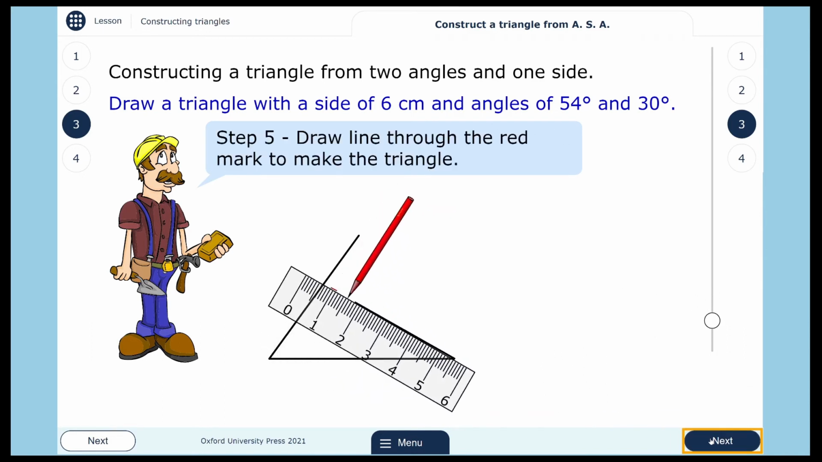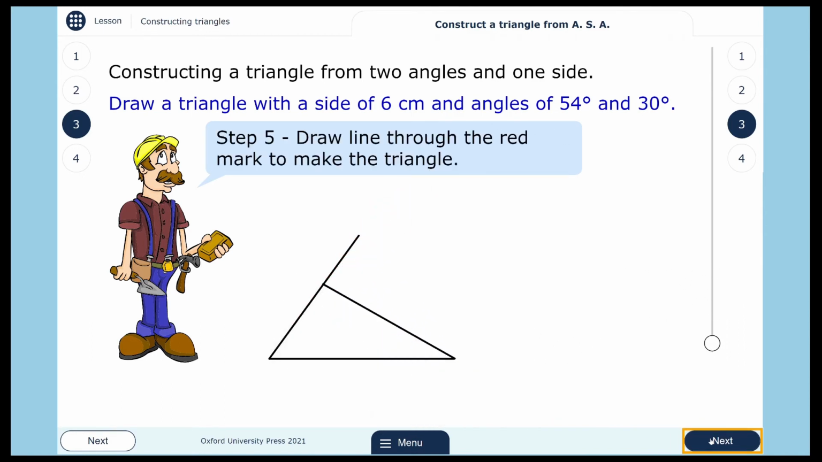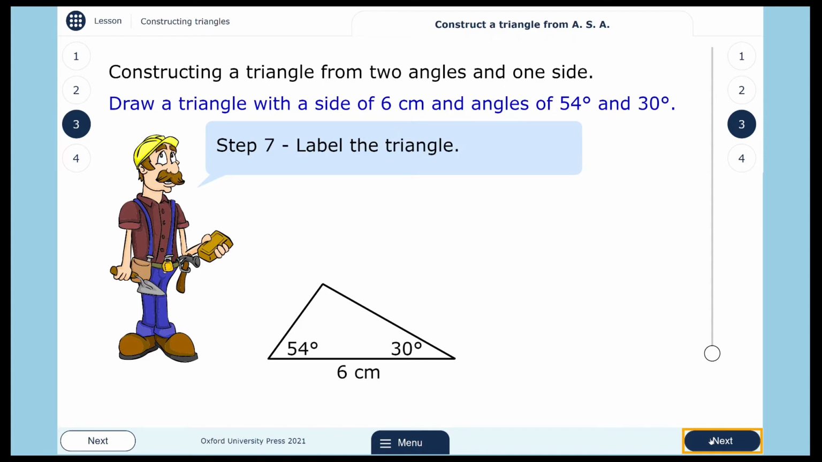Again, extend this line through until you hit and intersect with your other line. At this point, they tell you to erase any lines that are sticking out. Personally, I would ask you not to do this because I consider those lines part of your working out. And lastly, just like before, make sure you label the angles and lengths of your triangle.